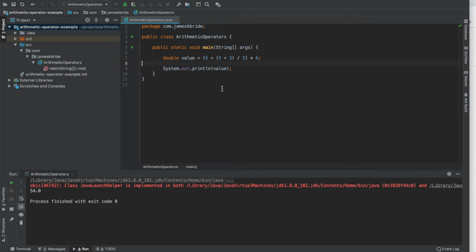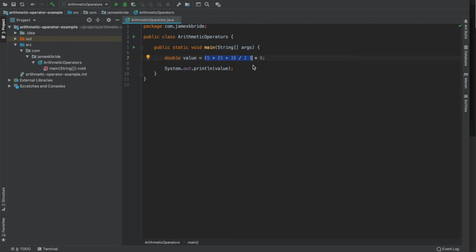Right, so 54.0. What did we do? We had 8, and we take 8 and divide by 2. That gives us 4. 4 plus 5 gives us 9. And then 9 times 6 gives us 54. So that was some of the arithmetic operators, and really you just need to be aware of them and know how to use them.